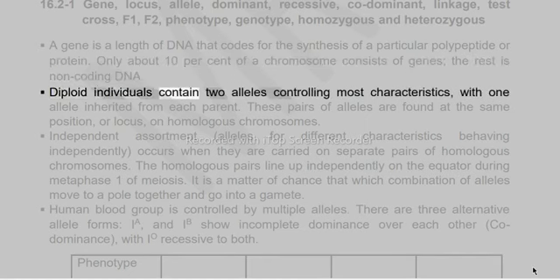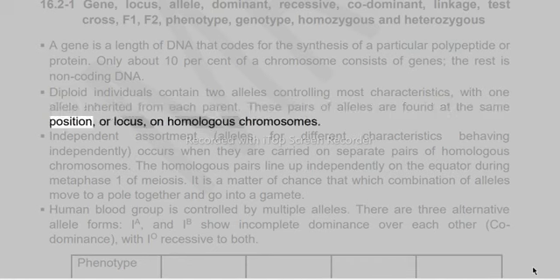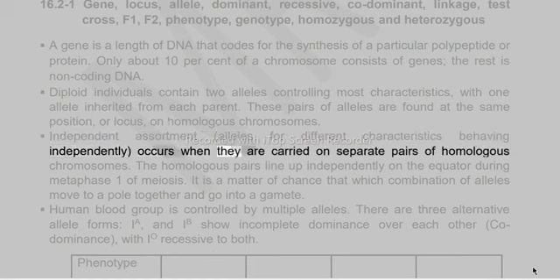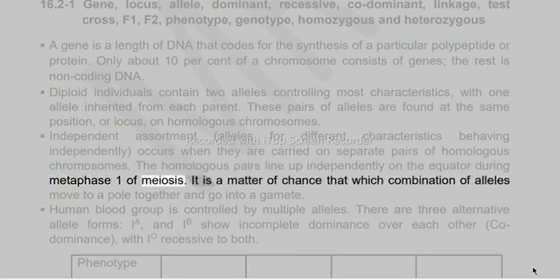Diploid individuals contain two alleles controlling most characteristics, with one allele inherited from each parent. These pairs of alleles are found at the same position, or locus, on homologous chromosomes. Independent assortment, alleles for different characteristics behaving independently, occurs when they are carried on separate pairs of homologous chromosomes. The homologous pairs line up independently on the equator during metaphase 1 of meiosis.